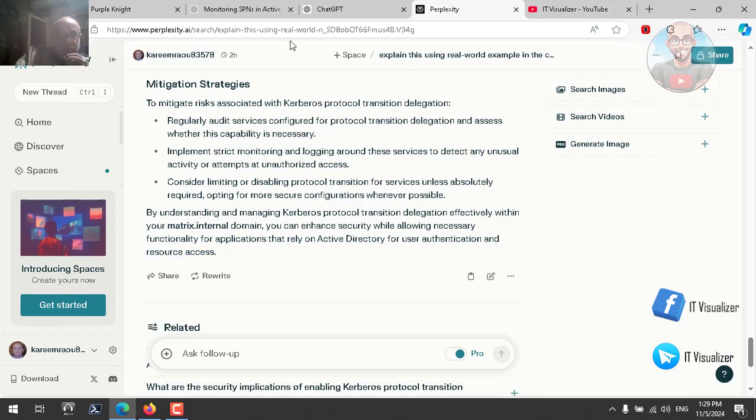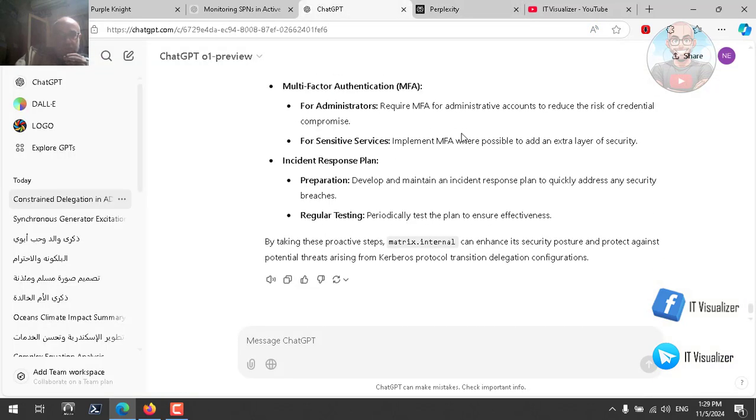So again, the example is not that good, but let's read the answer of ChatGPT o1.